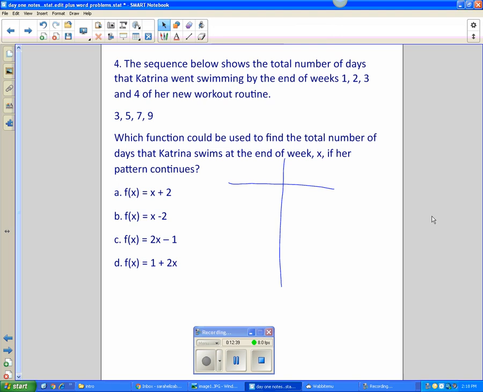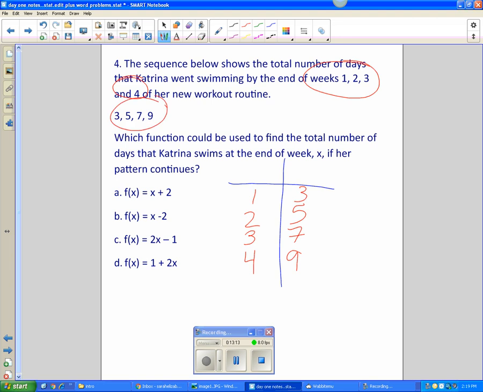The first thing it tells you is that she went swimming weeks 1, 2, 3, and 4. Do y'all see that up there? So I'm going to put 1, 2, 3, 4. So that goes on the left-hand side. That's what it gave you first. Then it tells you how many days she went swimming total. So she went swimming 3, 5, 7, 9. So you've got to organize that into a chart.